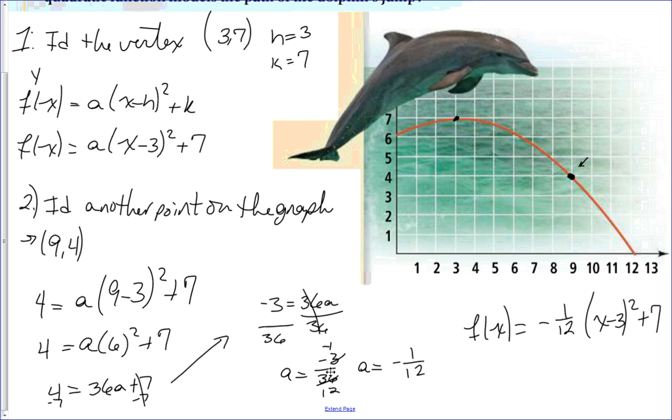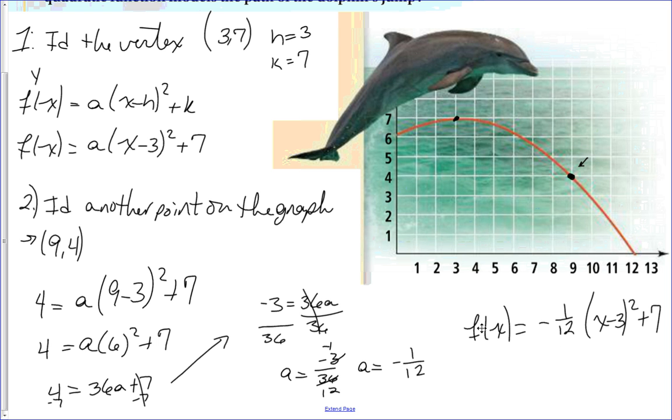We factored out a 3 from both the top and the bottom. The negative 3 becomes negative 1. The 36 becomes 12. So a is now negative 1 over 12. And now we look back up here at this equation, and all we needed was a. Now we found a, so you just simply take the negative 1/12 and plug it in for a. So our function is f of x equals negative 1/12 parentheses x minus 3 squared plus 7.